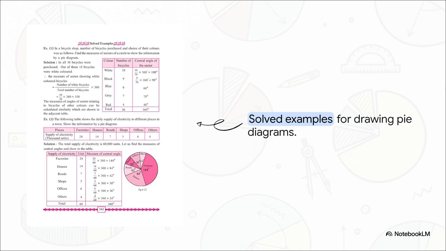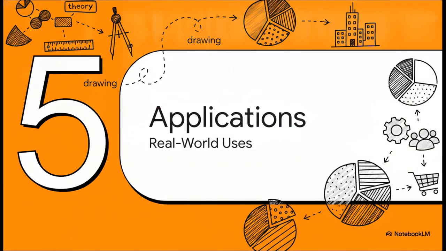Now, if you simplify this, 360 divided by 36 is exactly 10, and 10 multiplied by 10 gives us exactly 100 degrees. So when you draw it, the slice for white bicycles will have a central angle of 100 degrees. You just repeat this exact same process for the black, blue, gray, and red bicycles. And notice this. The total of all these central angles will always add up perfectly to 360 degrees.